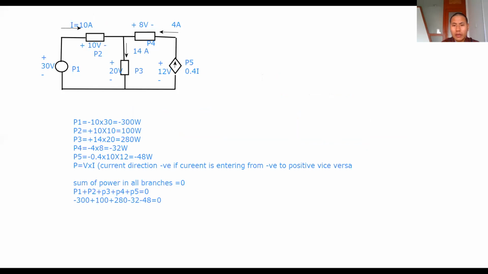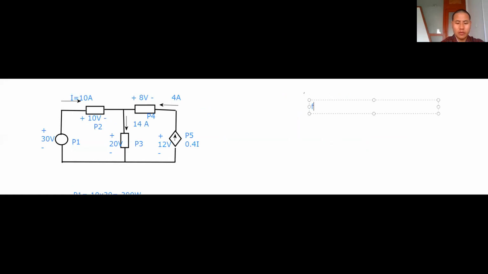This is the second example, for figure 1.28. P1 is given as negative 205 watt, P2 is 60 watt, P3 is what we have to find, P4 is 45 watt, and P5 is equal to 30 watt.